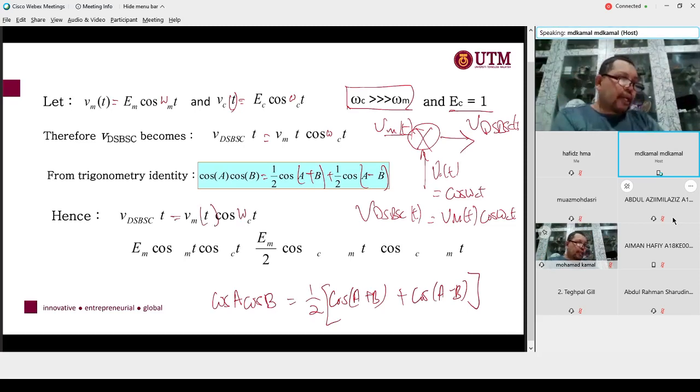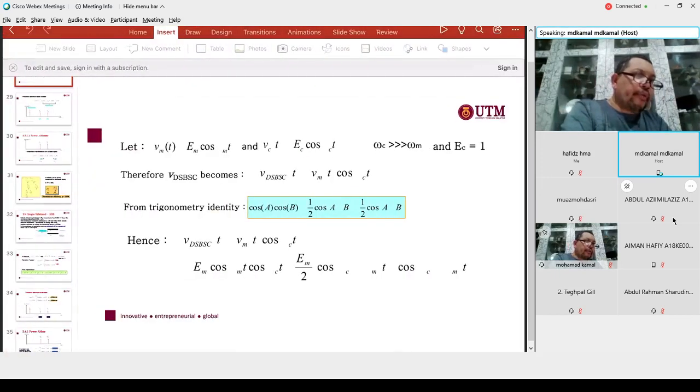V_DSBSC equals V_m(t) cos ω_c t. So what we have here is E_m cos ω_m t cos ω_c t, plus E_m over 2 cos ω_c t.